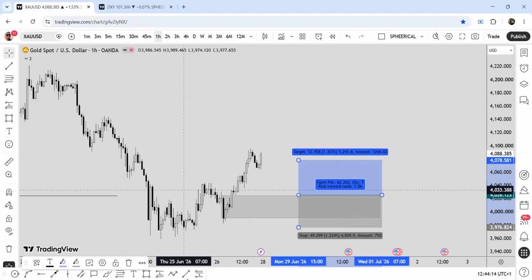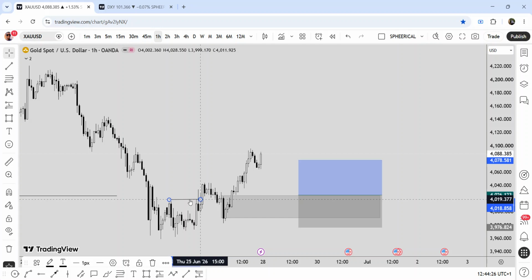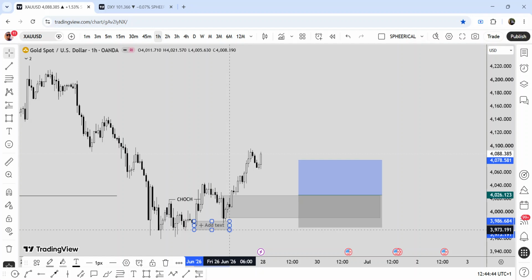So we establish that there is a change of character inside this zone, or let me say a break of structure as well. Change of character and break of structure are the same. You can call them the same thing because any change of character is actually a break of structure. So we have this, and we have the market testing into this other block, buying from this other block. So this is my take on gold.